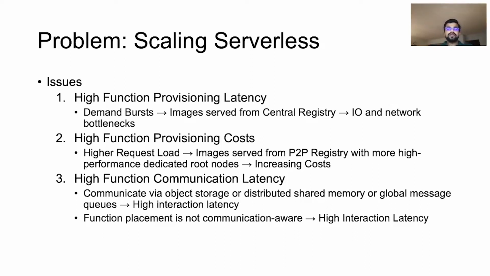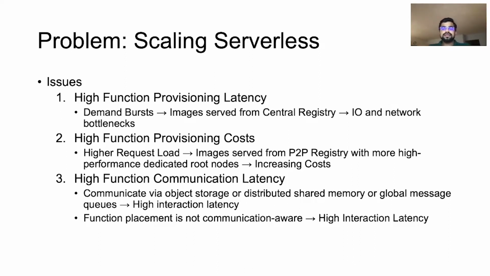First, some serverless offerings fetch container images from a centralized registry and experience I/O and network bottlenecks during demand bursts. Second, some serverless offerings fetch container images from a peer-to-peer registry made of dedicated high-performance root nodes. These root nodes are expensive, which leads to increased costs.